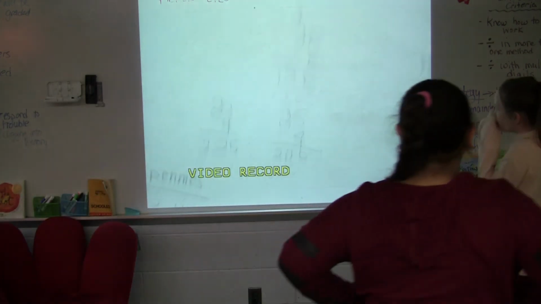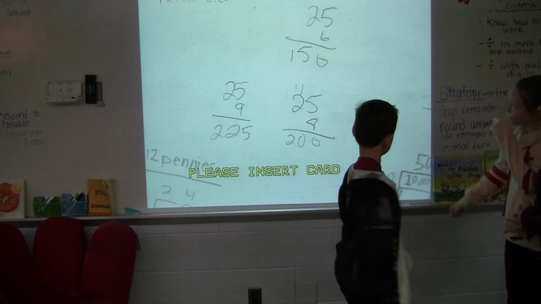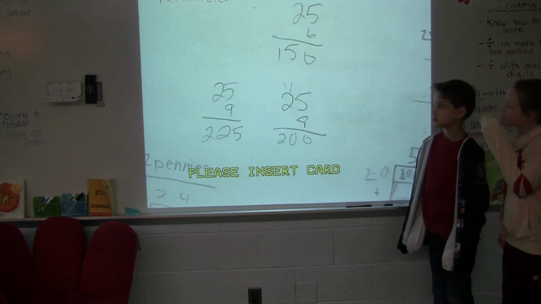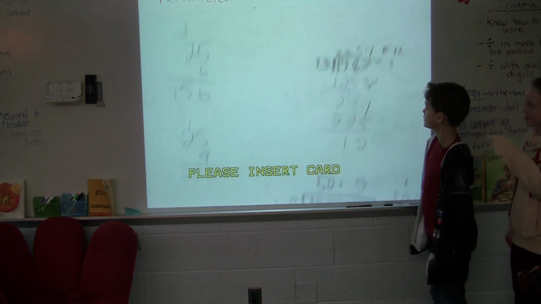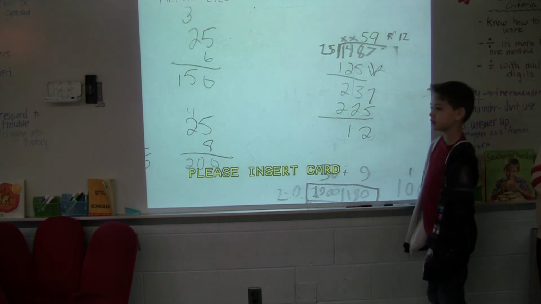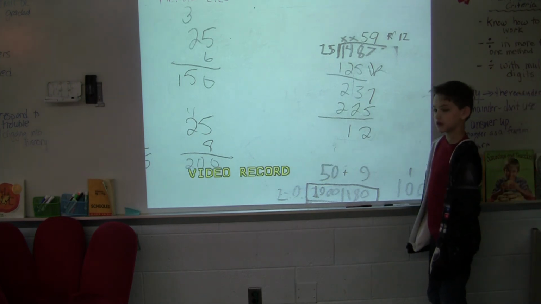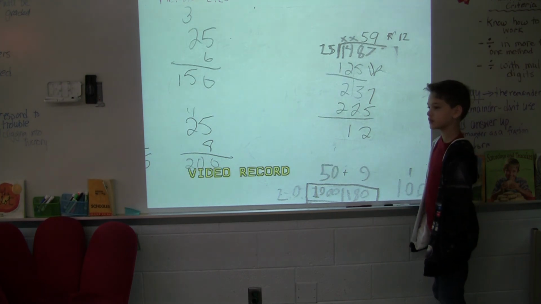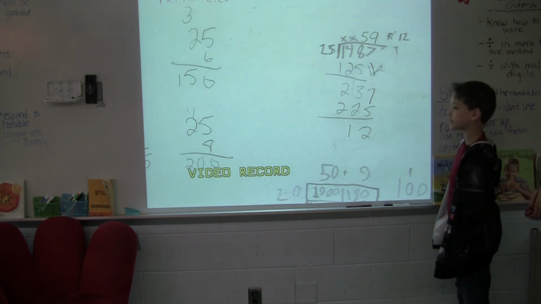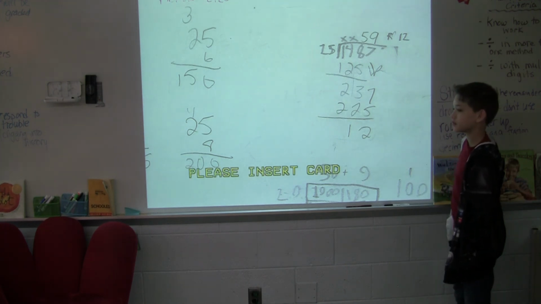Armando needs quarters to ride the bus each day. He took $14.87 to the bank and asked to have it changed into quarters. How many quarters did he have? So what did you do? We had 59 quarters and 12 cents, or 12 pennies. So what did you do with the remainder? We changed the remainder to a decimal, which is 12 cents.